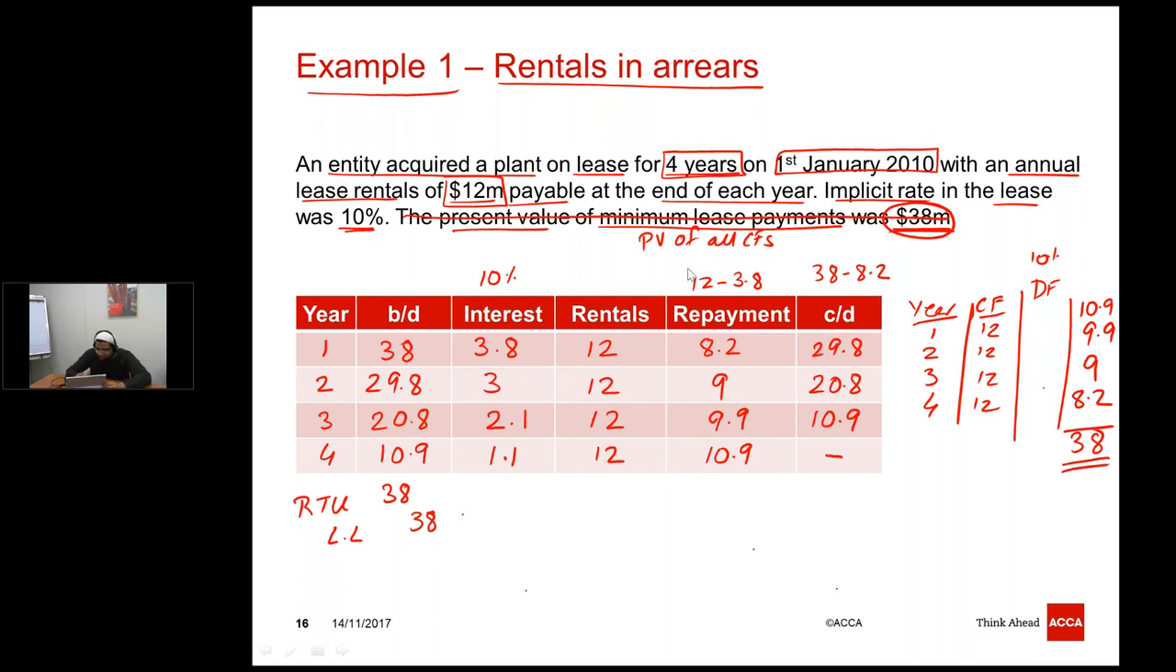8.2 is written over here. This is the repayment, 12 minus 3.8. 8.2 is 12 minus 3.8.